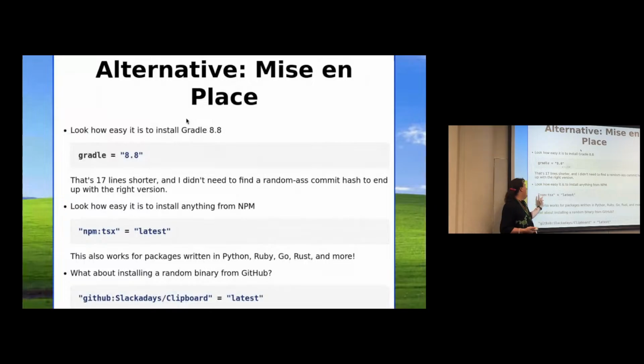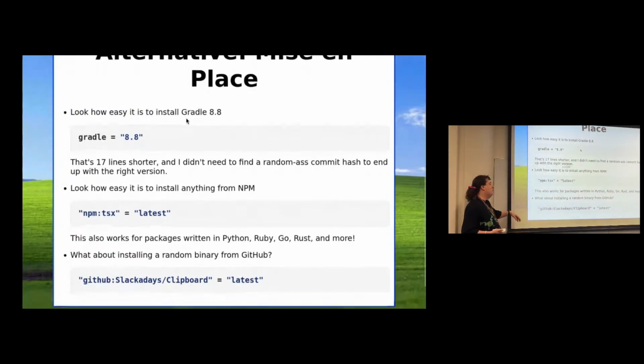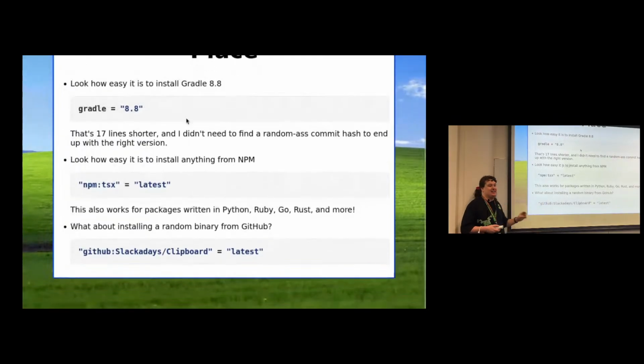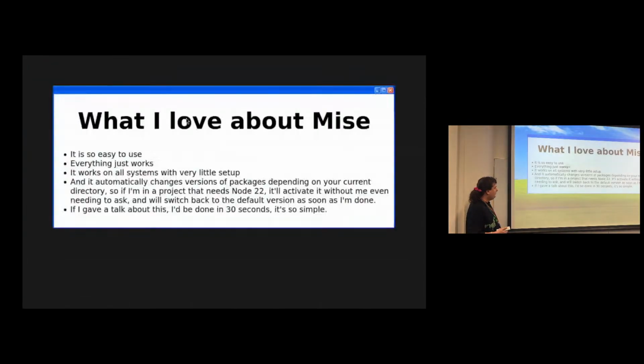Anything from npm: tsx, and I get the latest version. It works for things written in Python, Ruby, Go, Rust, and more languages as well. That's really cool. What about a random binary from GitHub releases? Works as well. That's so cool.